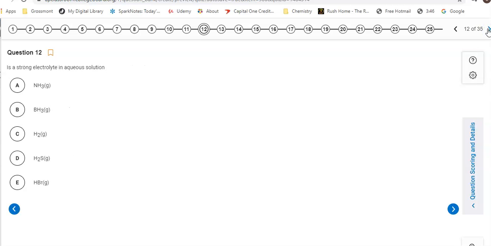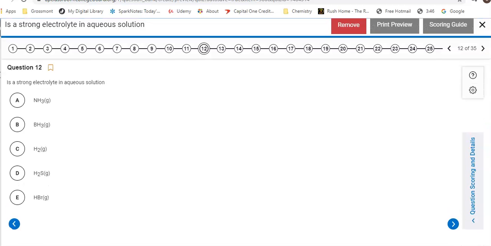Okay, which is a strong electrolyte... Okay, it seems like an incomplete question. Which is a strong electrolyte in an aqueous solution? Well, NH3, ammonia, is covalently bonded. Covalent bonds don't form very strong electrolytes at all. BH3 is also covalently bonded. Again, nonmetals, or covalent bonds. H2, absolutely not. Covalently bonded, it's nonpolar. It's not an electrolyte. Electrolyte means it conducts electricity.